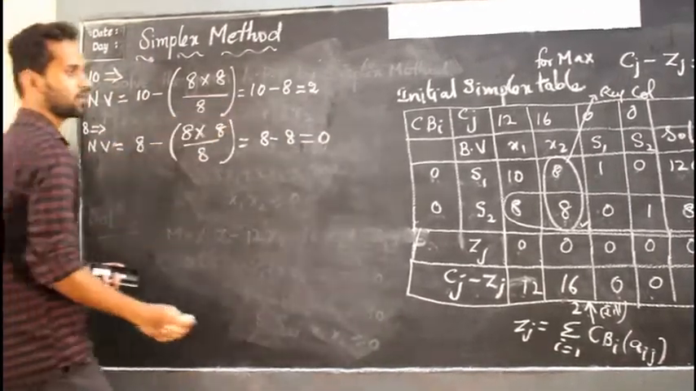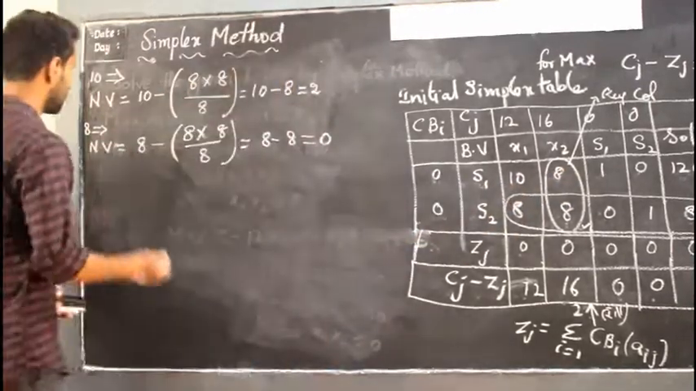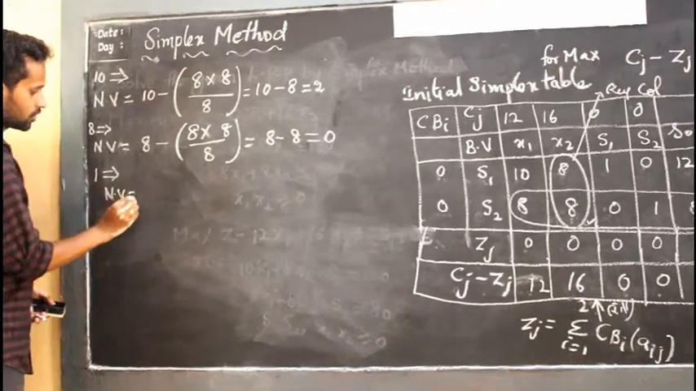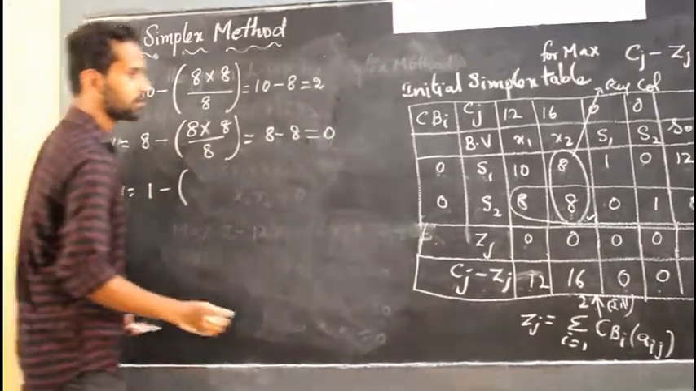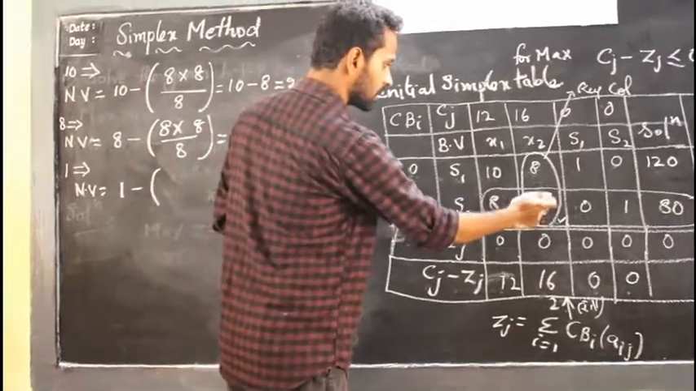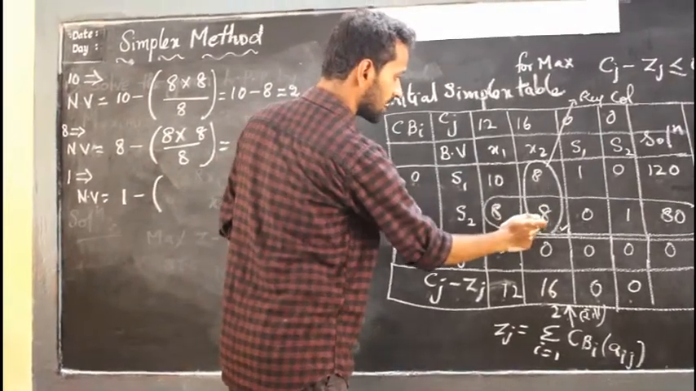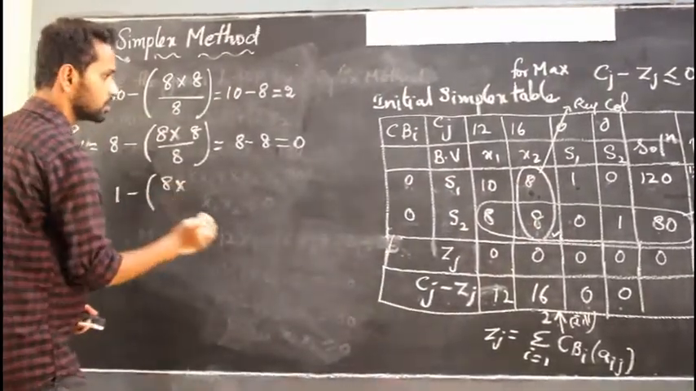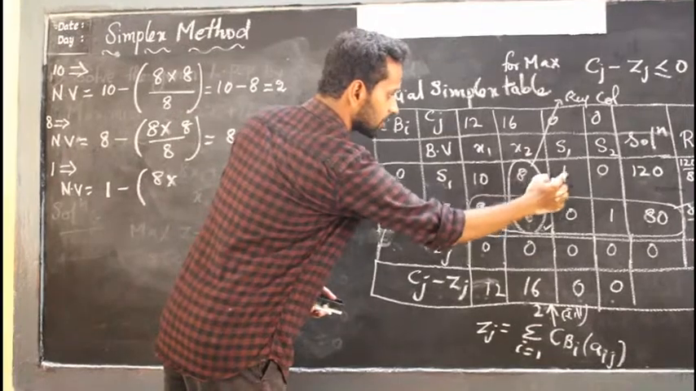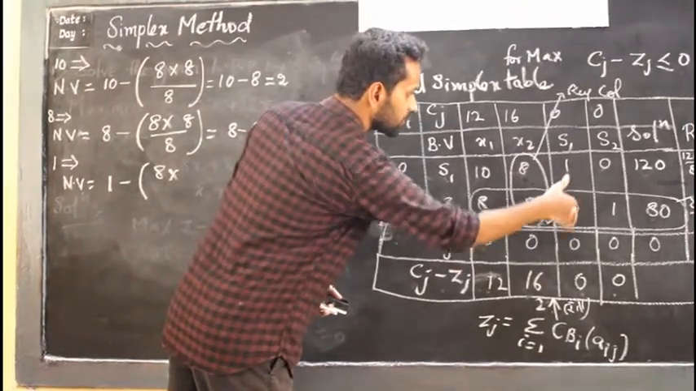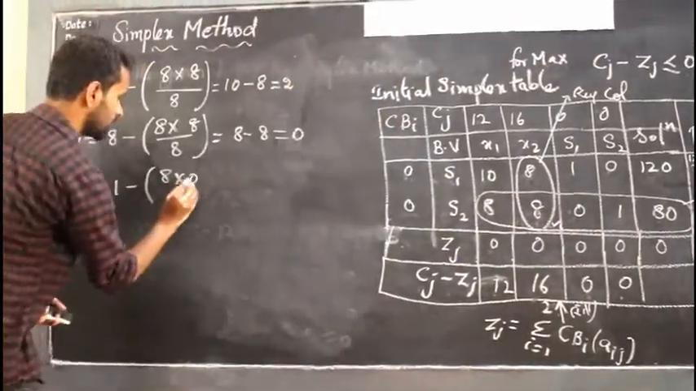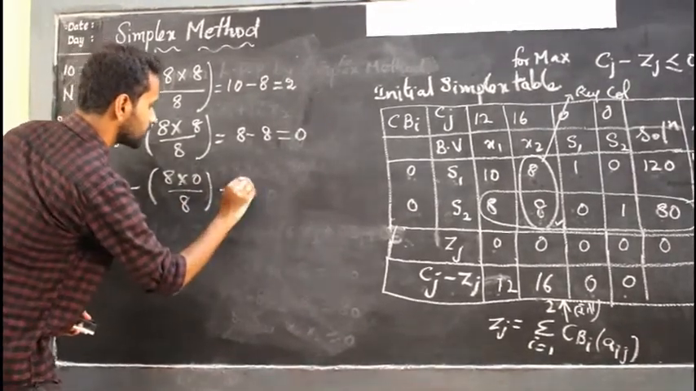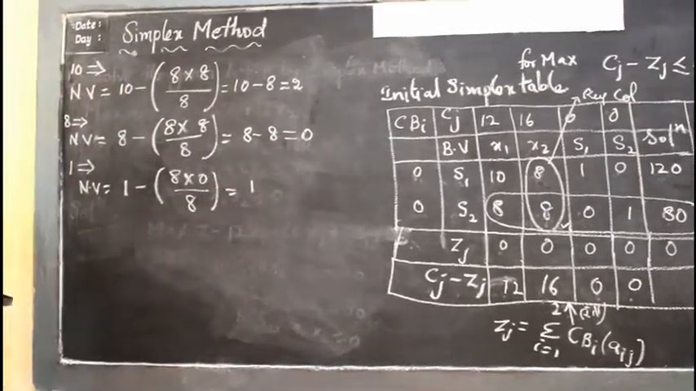Now I will go for the 1. For this 1, new value equals old value 1 minus key corresponding column value, which for 1 is 8, into key corresponding row value, which for this 1 is 0, divided by 8. So this becomes 1 minus 0, which is 1.